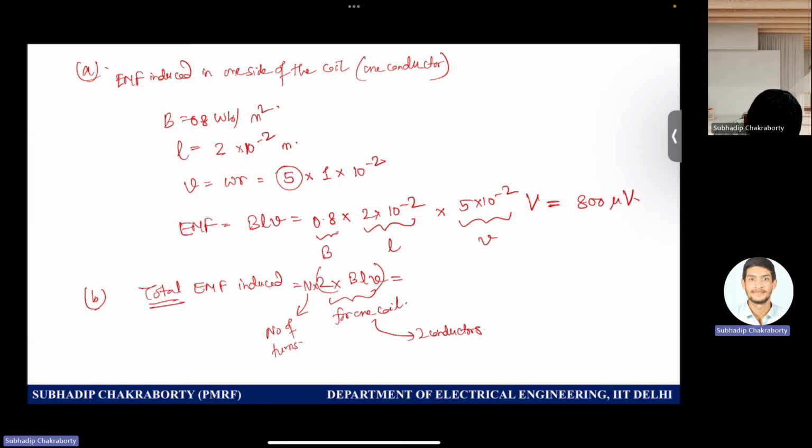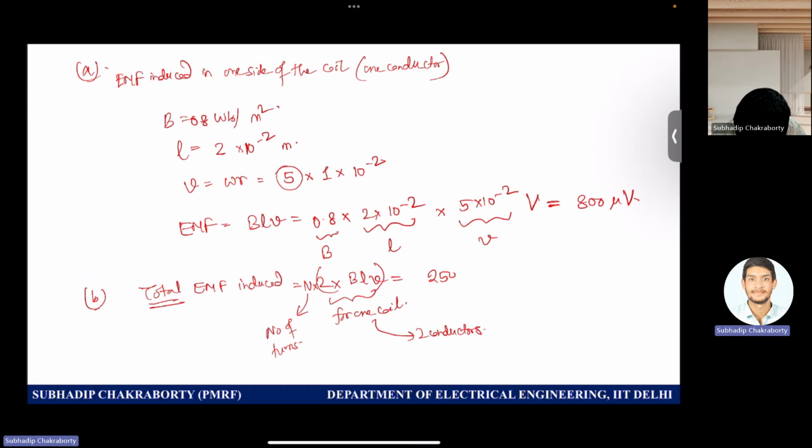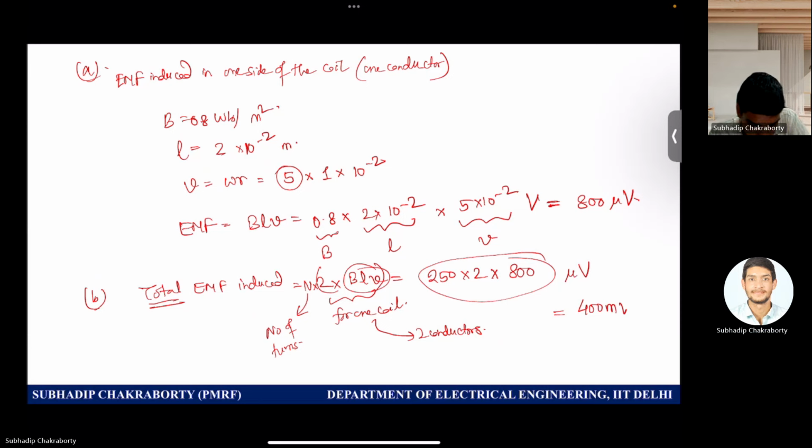So just check what the number of turns is. The number of turns of the coil is already given to be 250, times 2 times BLV for one conductor, which is 800. So you calculate this and you will find out. It is in microvolts, and if you calculate, you will find it to be 400 millivolts. So now let us see the next part.